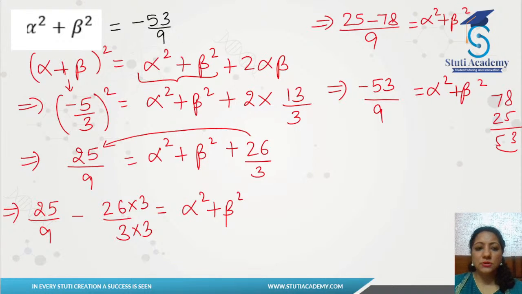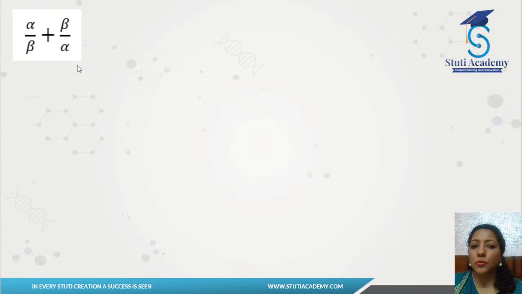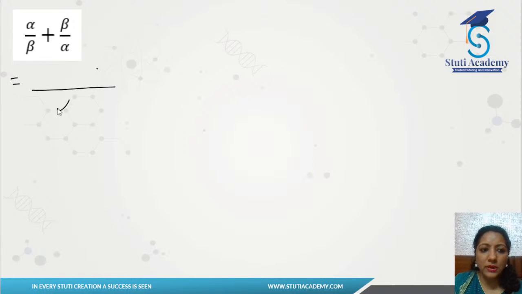Okay, I hope you've understood this. Let us proceed. In this part, we have to solve for 1 upon alpha plus 1 upon beta, that is alpha plus beta upon alpha beta. So we'll first simplify this. We are going to take the LCM. We will get alpha beta here, and here we are going to get alpha square plus beta square.